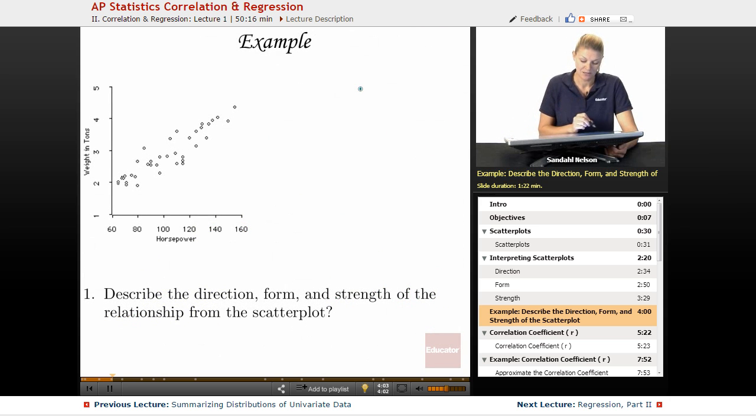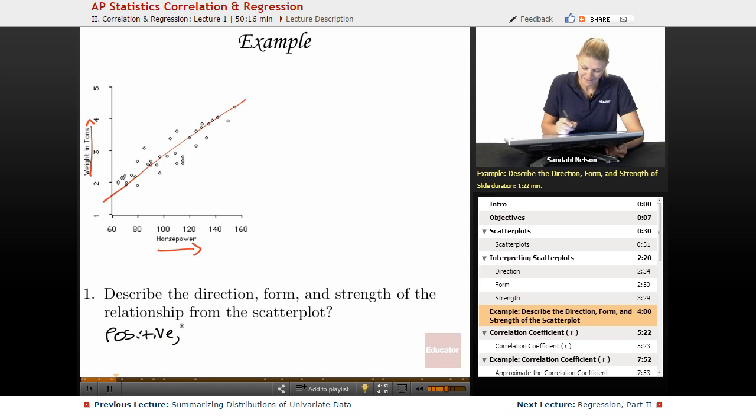Okay, so here's an example. Describe the direction, form, and strength of the relationship in the scatter plot. Or they might just say, describe the association. Let's start with direction. We see that as horsepower of this vehicle goes up, the weight in tons also goes up. So that means we have a positive, write it out in words, positive. And then form. Do we have linear, or are these dots kind of curving around a straight line? Well, they look like they're making a pretty straight line, so we'll say we have a positive, linear relationship.